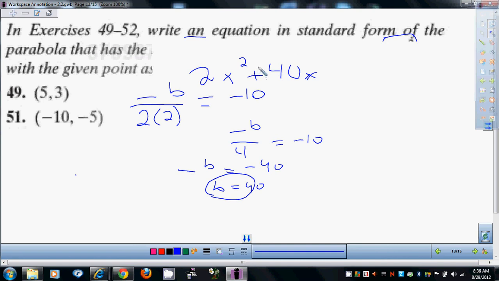Well, when in doubt, here's the thing. I get lost in the negatives too. When in doubt, just plug it back in and see if it gives you the right thing. If we left it at positive 40, that means if we were finding the vertex, we would make it negative 40, right? Would negative 40 over positive 4 give us negative 10? Yeah, so plus 40 is correct. You can always just go back and check it like that.